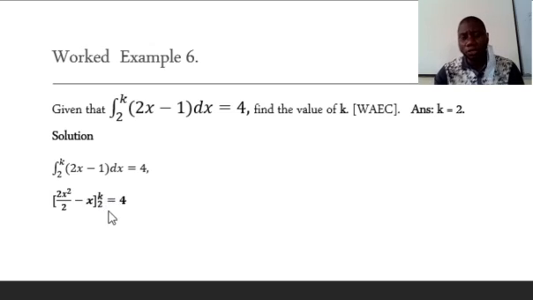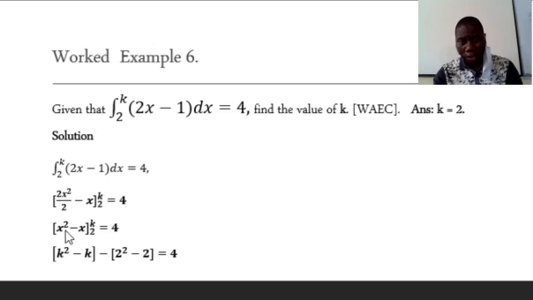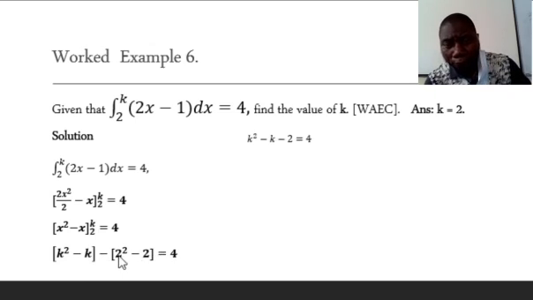Now the next step is to substitute this k minus substitution of the lower limit. So if that is done, 2 cancels 2, and I have x squared minus x, upper limit k, lower limit 2. Then substituting the upper limit, I will have k squared minus k, minus substituting the lower limit, I will have 2 squared minus 2, equals 4. Right?